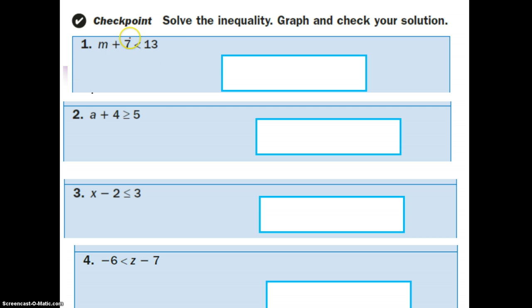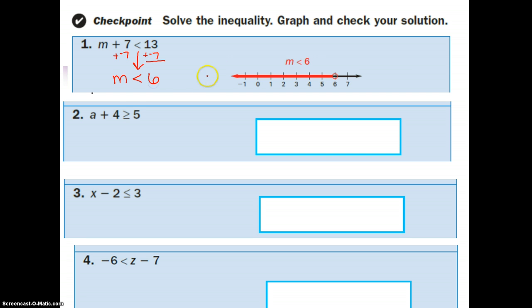For number 1, here's the variable side, the left side of the inequality. To get rid of the plus 7, I add negative 7 to both sides. M is less than, just bring that down, as long as you keep the variable on the same side that it starts. You can see they graphed it by putting down 6. It's open, m is less, so it's going left. Left is less.